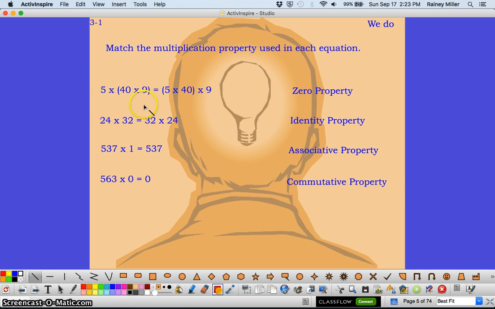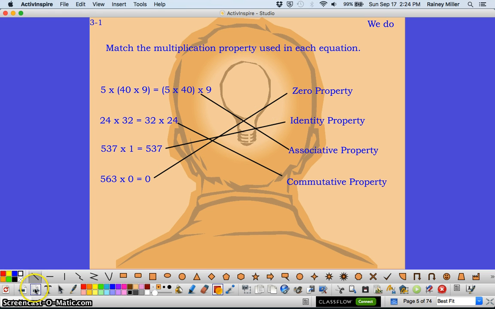Okay, let's resume. Looking at this one, the 5 times, and then I'm putting these two together and doing that together, that is actually going to be the associative property. It's what numbers I'm associating together. I look at this one, 24 times 32 and 32 times 24. That's me just switching it around, so it's the commutative property. 537 times 1 is 537. That's the identity property. And 563 times 0, that's going to be the zero property.